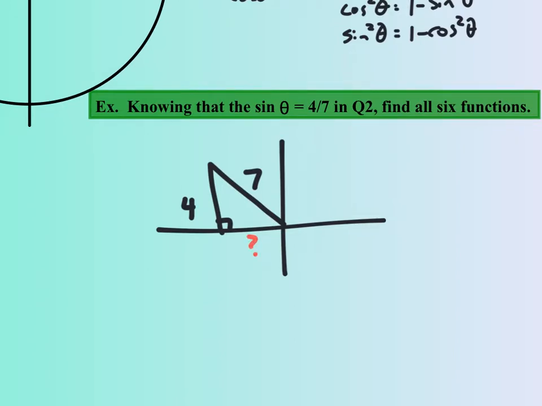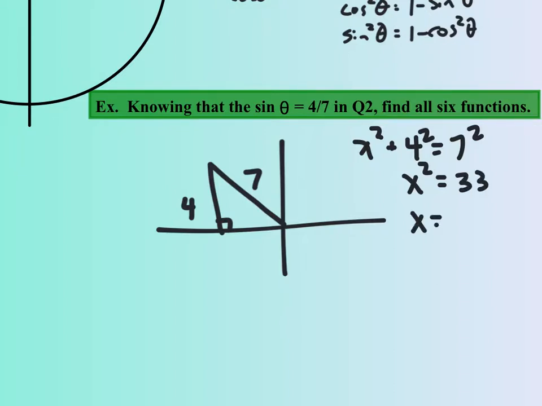And of course, the Pythagorean theorem would tell me that that side, let's not call it anything, let's just find out what it is. That thing plus this thing equals this thing. Pythagorean theorem. So x squared would equal 49 minus 16, which is 33. So x would have to equal square root 33. Now be careful, it's in quadrant 2, so it'd be negative. It's not a Pythagorean triple, seeing that that's not a whole number.